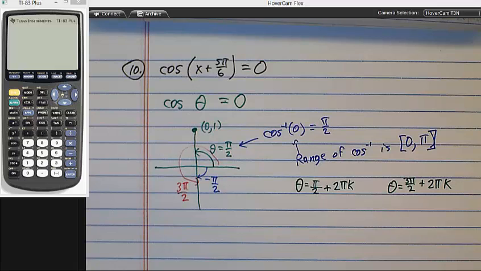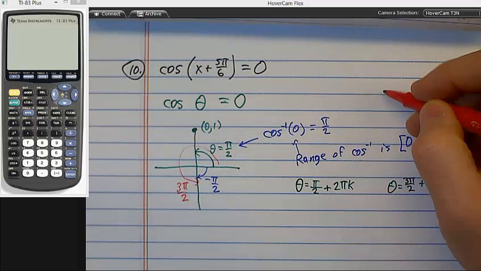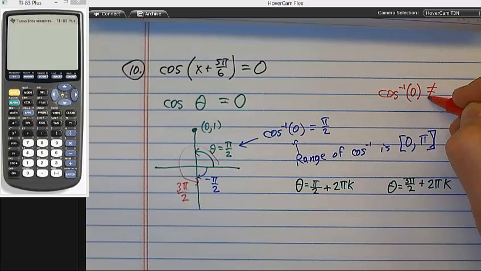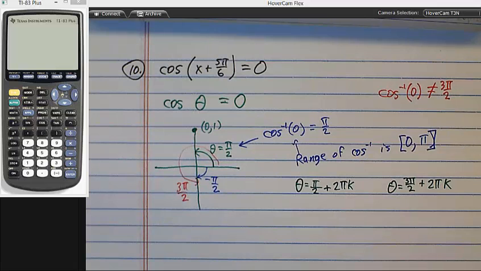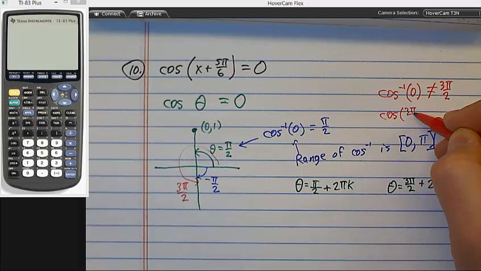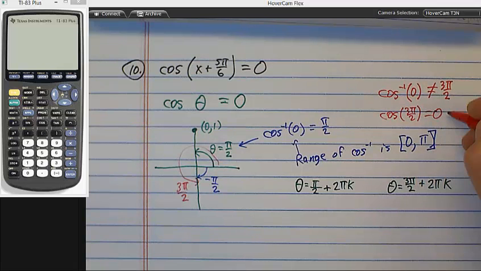Molly? I thought we couldn't use 3 pi over 2 because of the range. You can't. I guess what I will say is this. The arc cosine of 0 does not equal 3 pi over 2. But it is true that the cosine of 3 pi over 2 equals 0. That's true. But you can't do the inverse cosine to get it. You can only get it from looking at the picture. Oh, okay. Okay?